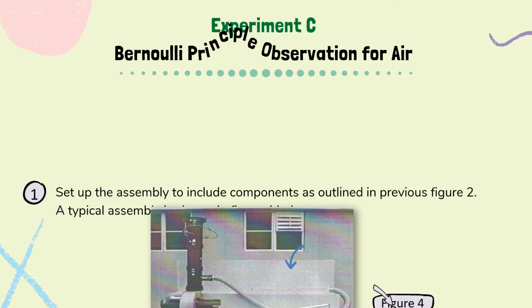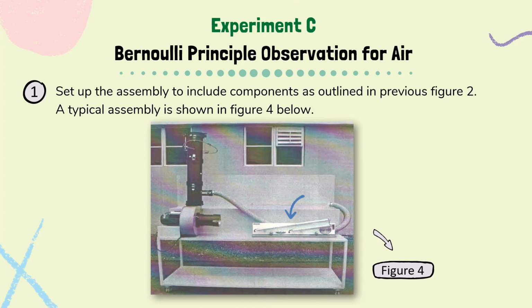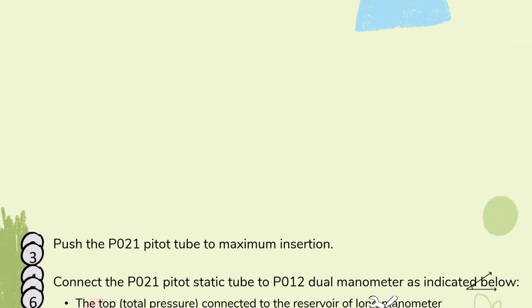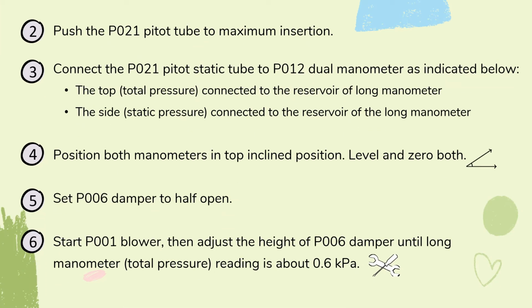For Experiment C, Bernoulli Principle Observation for air, the first step, set up the assembly to include components as outlined in the previous Figure 2. A typical assembly is shown in Figure 4 below. Step 2. Push the P021 Pitot static tube to maximum insertion. Step 3. Connect the P021 Pitot static tube to the P012 dual manometer as indicated below: the top, which is the total pressure, must be connected to the reservoir of the long manometer, while the side, which is the static pressure, must be connected to the reservoir of the short manometer.